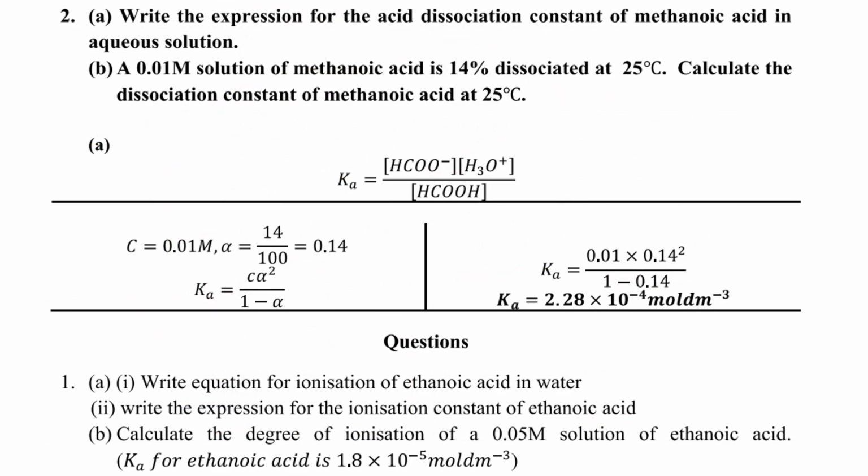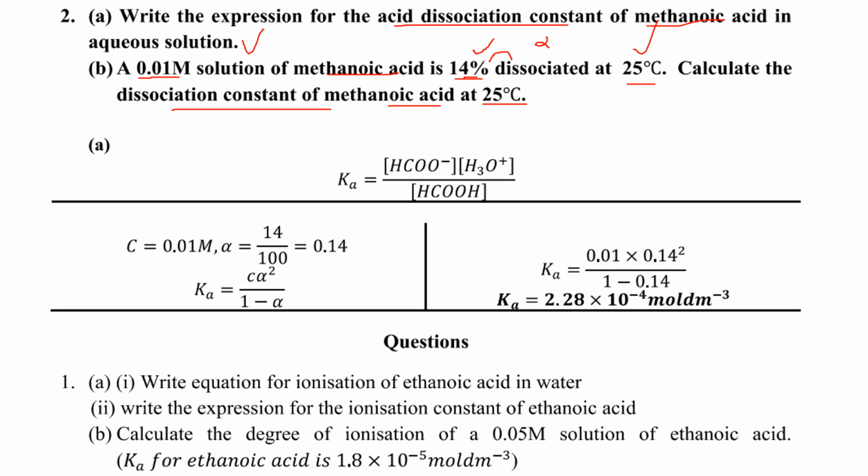It's saying to write the expression for the acid dissociation constant. Acid dissociation constant is the same as acid ionization constant of methanoic acid in aqueous solution. And in part B, you'll be told that a 0.01 molar solution of methanoic acid is 14% dissociated. When they say 14% dissociated, they mean the degree of dissociation, because it's only the degree of dissociation that we measure in percentage. So it's the same as 14 divided by 100 at 25 degrees Celsius, which is room temperature.